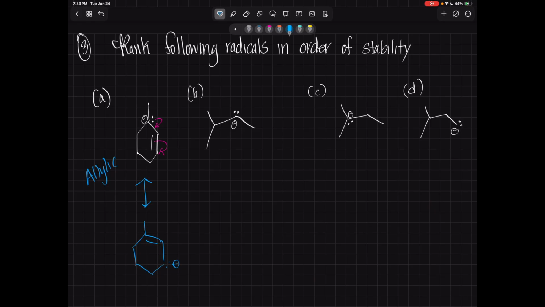Carbanions have opposite stability of carbocations, so the more substituted, the less stable, right? But as you remember, resonance always stabilizes. It's always a predominant stabilizer. So in this case, we can look at B, C, and D and realize there is no resonance. Therefore, this allylic is all we need to know.